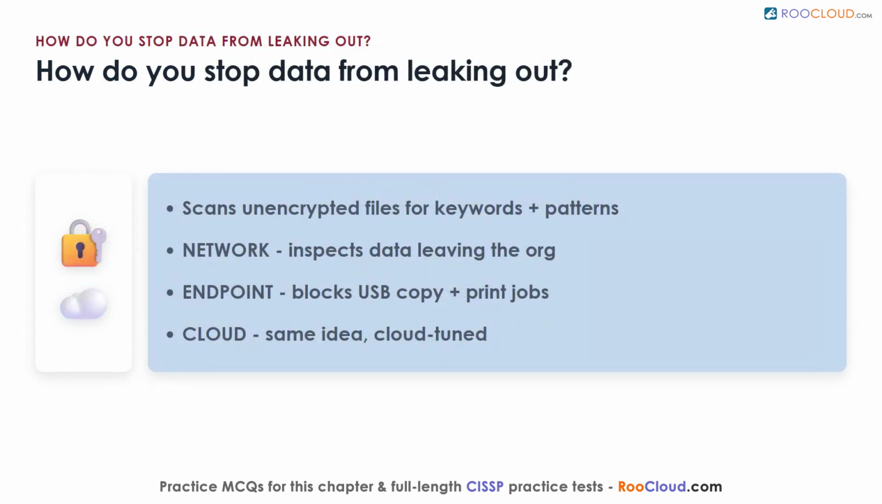How do you stop sensitive data from leaking out? You deploy data loss prevention, a tool that watches for information trying to escape. It scans unencrypted files for keywords and telltale patterns, like the shape of a national identity number. There are 3 flavors worth knowing. Network prevention sits at the edge and inspects everything leaving the organization. Endpoint prevention runs on the device and can block a copy to a USB stick or a print job. Cloud prevention is the same idea tuned for cloud environments. Most tools also hunt down where sensitive data hides, so you can go lock it down.